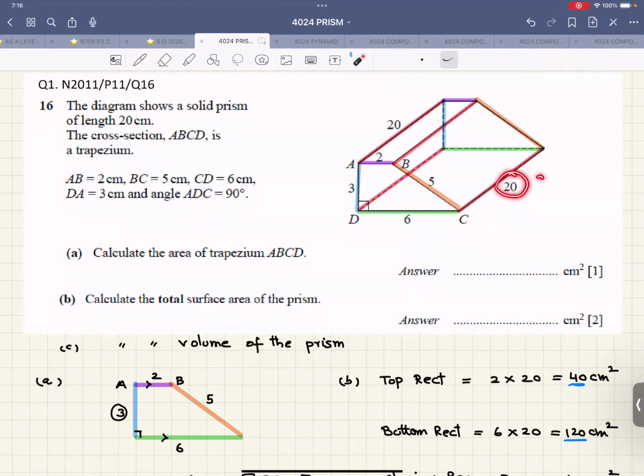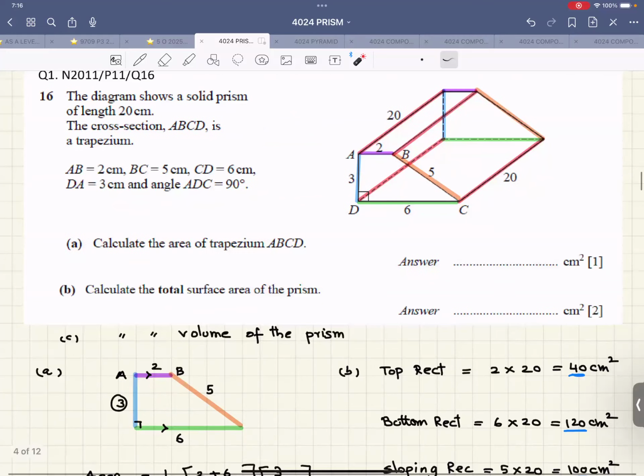So that is 20 centimeter. The cross section is a trapezium. That means if I cut it like this, another trapezium will appear. That is what is meant by cross section. Sometimes if it's lying down, we talk about the length. If it's standing up, then instead of this 20 being labeled as the length, it would be labeled as the height. And all these measurements are given.